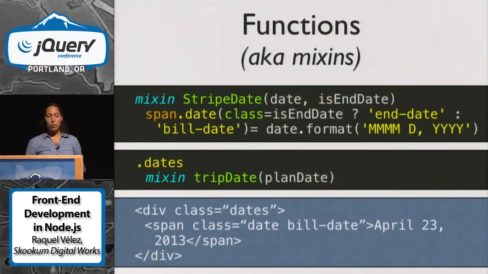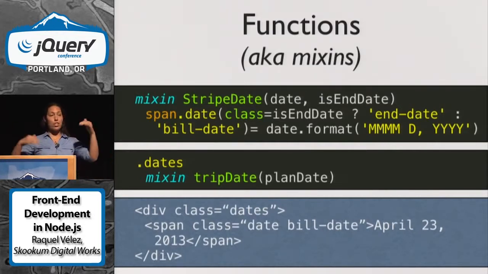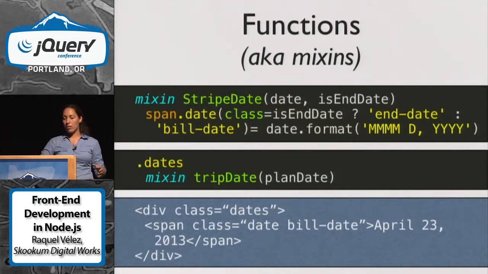Similarly, I can use functions. And in Jade, they're called mixins. What you can do is create this function, essentially, so you have your function name, and you can actually pass in parameters. And then you tell the function what to do with those parameters. So in this case, I've got some date that I want to put into my trip date. And basically, it'll come out just like that for you. It tells you your class, and then you can just kind of do that.